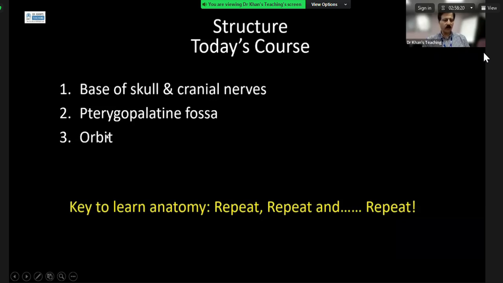But the idea of repetition is that when you go home today at 9 o'clock, you will think that now you know something. And tomorrow, when you go to your departments, please open a few CT scans and go through them when it is fresh in your mind.